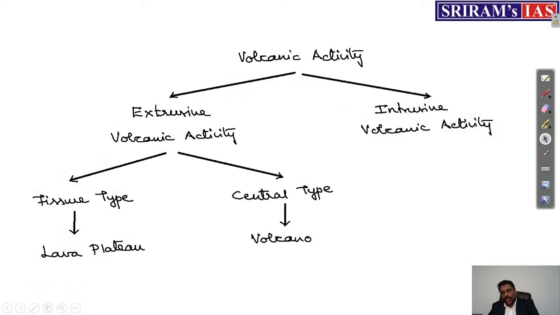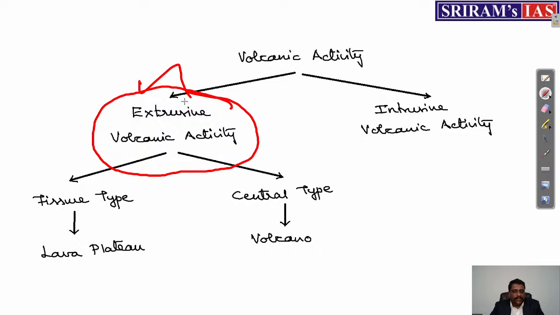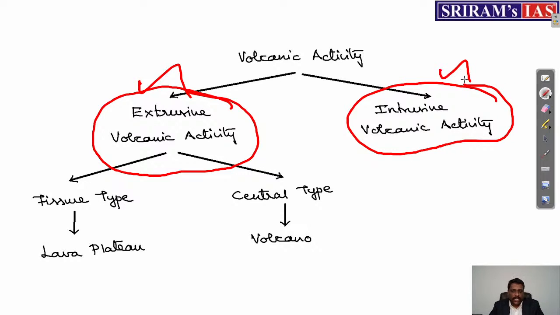So what is volcanic activity? Volcanic activity is all about an attempt of magma coming towards the surface of the earth. From where? Asthenosphere. Okay. If this magma successfully reaches the surface of the earth, we call them as what? Extrusive volcanic activity. Right? If it is not reaching the surface of the earth, somewhere if it is getting solidified well within the surface of the earth, we call them as what? Intrusive volcanic activity. This extrusive type is the one which generally forms landforms, not the intrusive type.